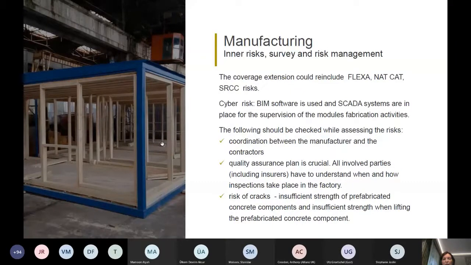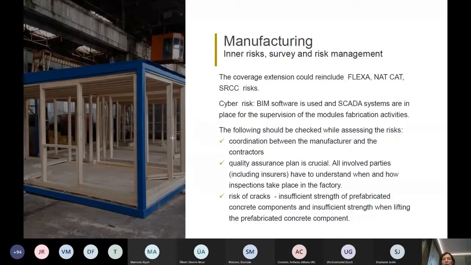Second phase, manufacturing. Again, there is a difference between traditional construction and modular construction. In modular, a lot of risks are at this stage. On one side, the risks of external events like nat cat are a little bit lower, because the modules are constructed within the factory premises, so they're not too prone to weather conditions, etc.